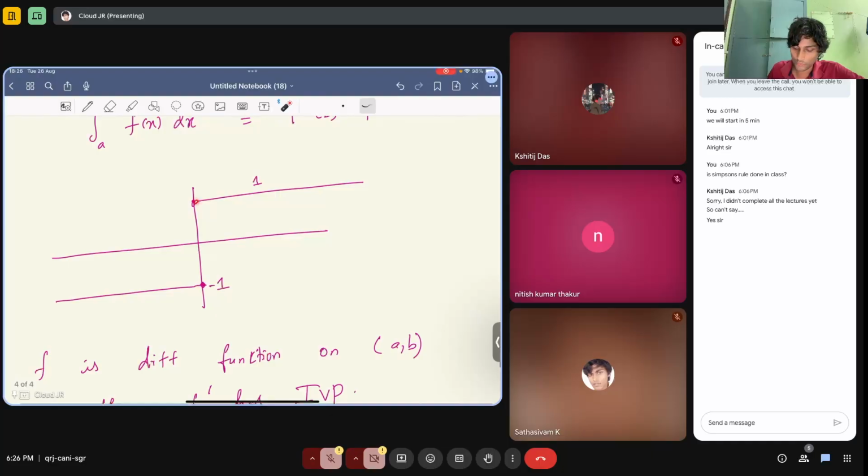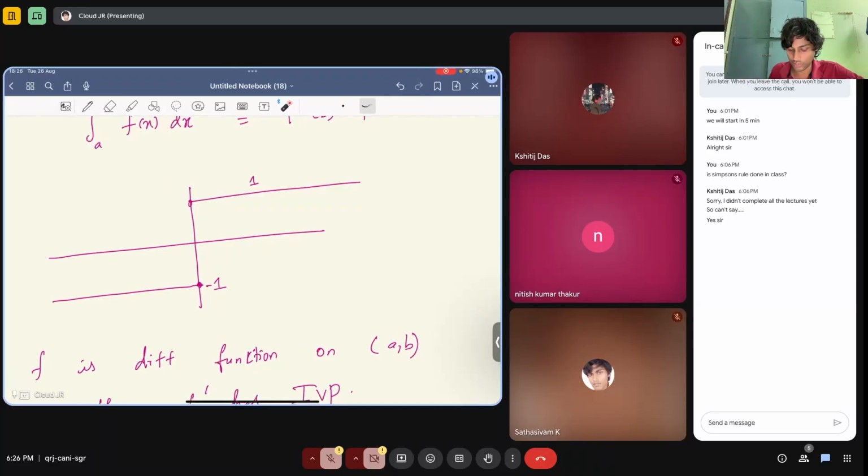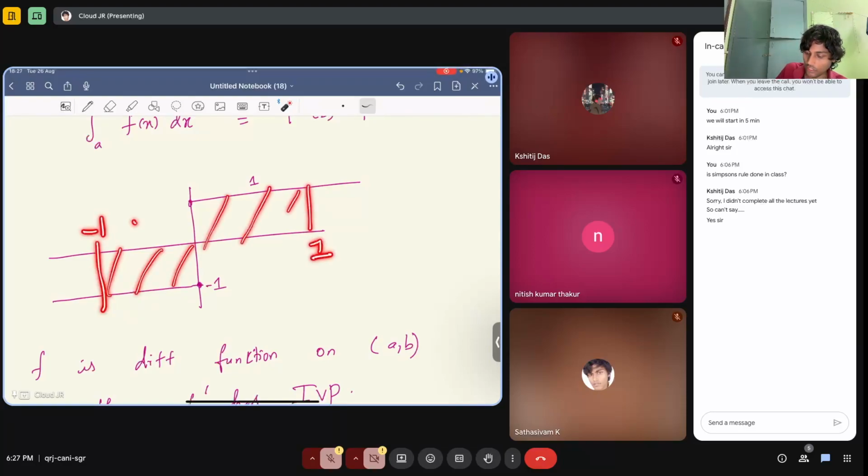So if you look at this function, it does not have the intermediate value property, because if I take 0, there is no x in the real numbers for which f of x is 0, right? So this function does not have the intermediate value property, and therefore it cannot have an antiderivative. But it has an integral. If you want to find, let's say, the integral from minus 1 to 1, which is the area under this region, you can clearly see the integral is 0.